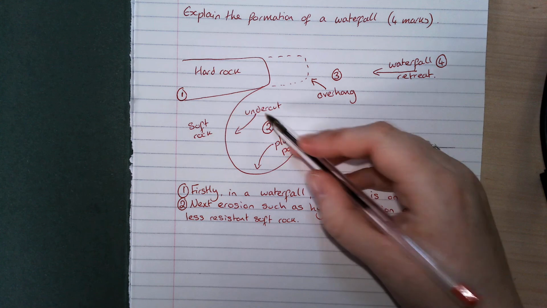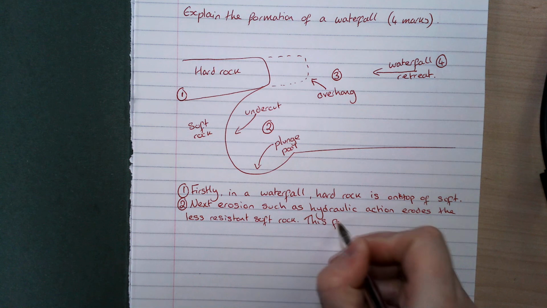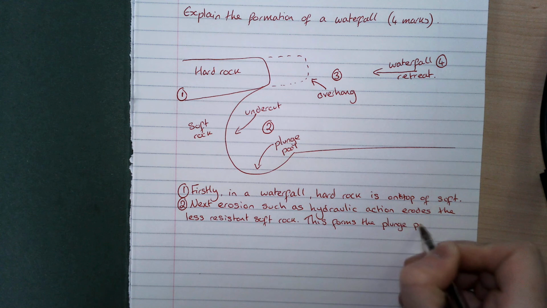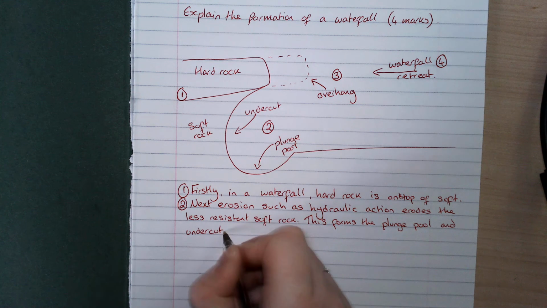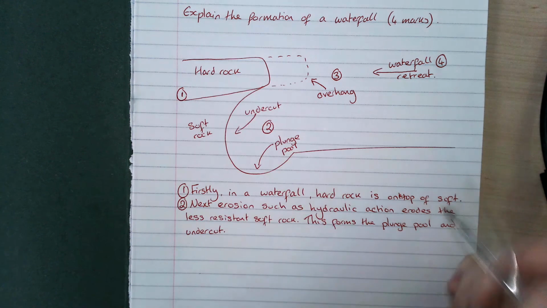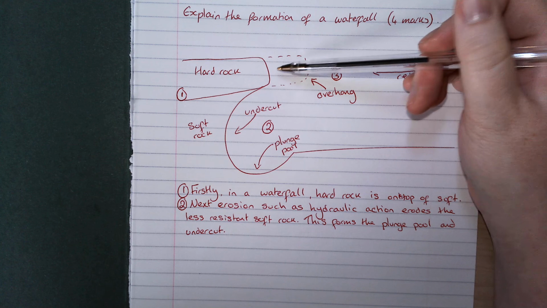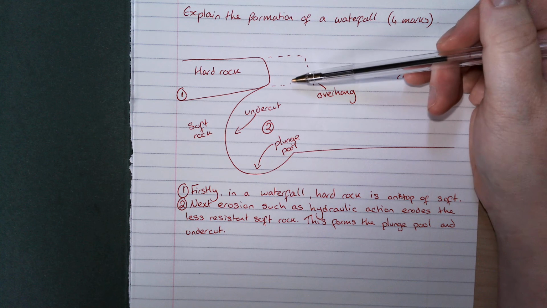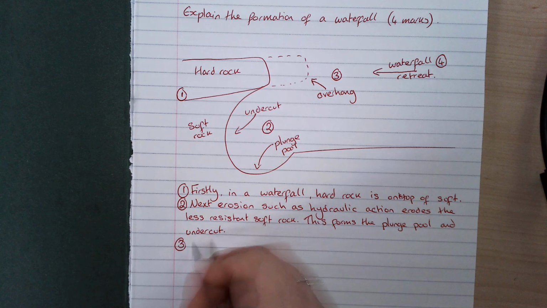Then need to name the features of the waterfall that this causes. This forms the plunge pool and undercut. So that's this section done. Now we need to talk about this section, the fact that the overhang here, the hard rock, hasn't been eroded because it's more resistant. So it becomes unsupported. Because it's unsupported, it eventually becomes unstable and collapses. So we've done firstly, then next. So our next one's going to start with then.